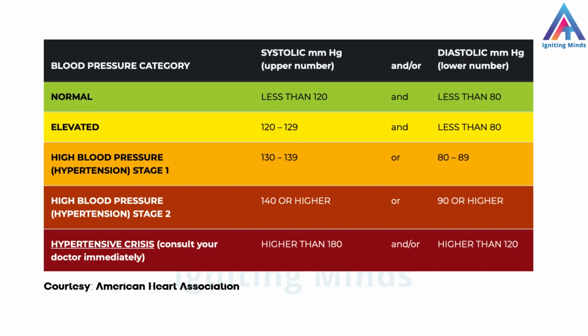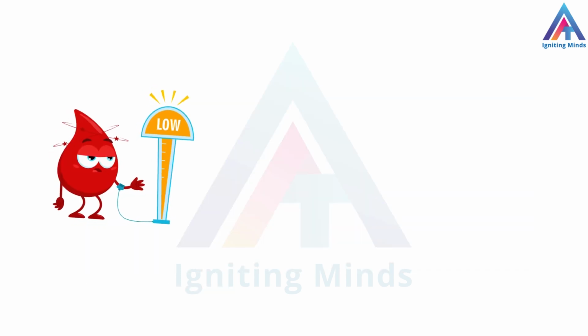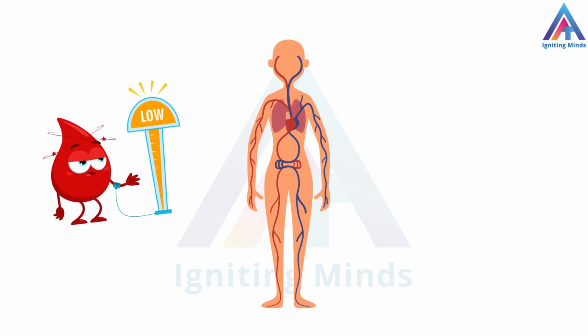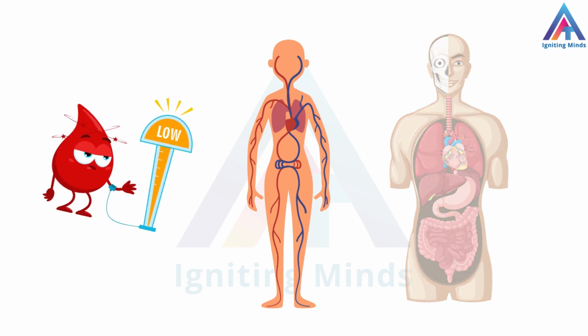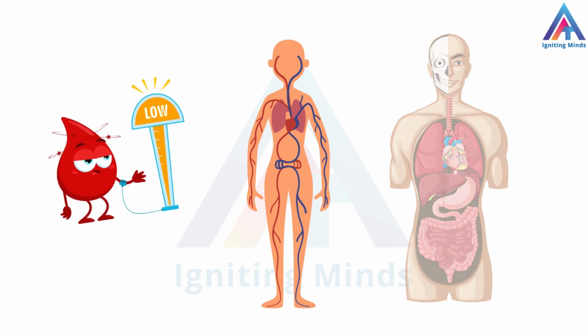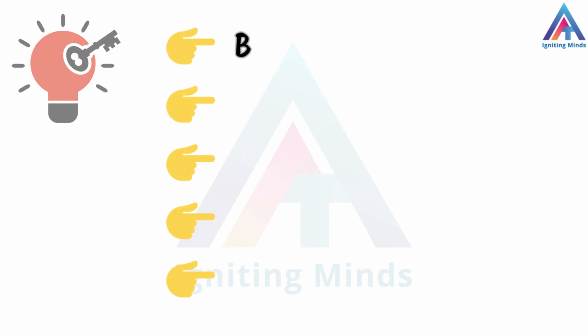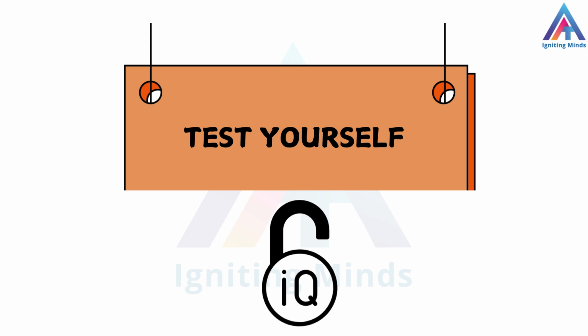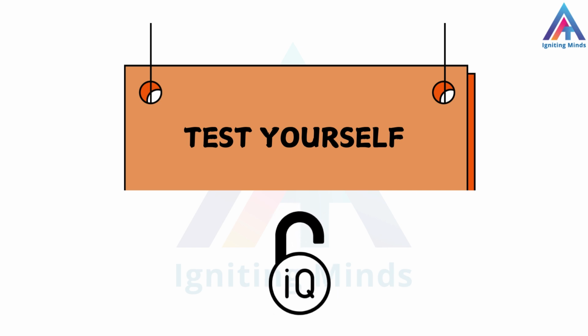This is the American Heart Association classification of blood pressure, categorized into normal, elevated BP, stage 1 hypertension, stage 2 hypertension, and hypertensive crisis. What about low blood pressure? It causes global hypoperfusion to all parts of the body and can potentially lead to ischemia of any or all of the organs. So, to summarize, these are the equations that we have learned so far. Let us try applying them clinically.